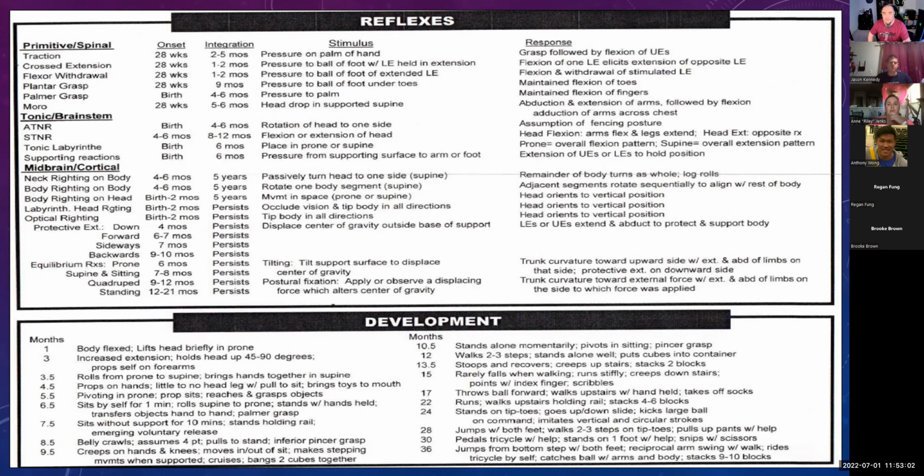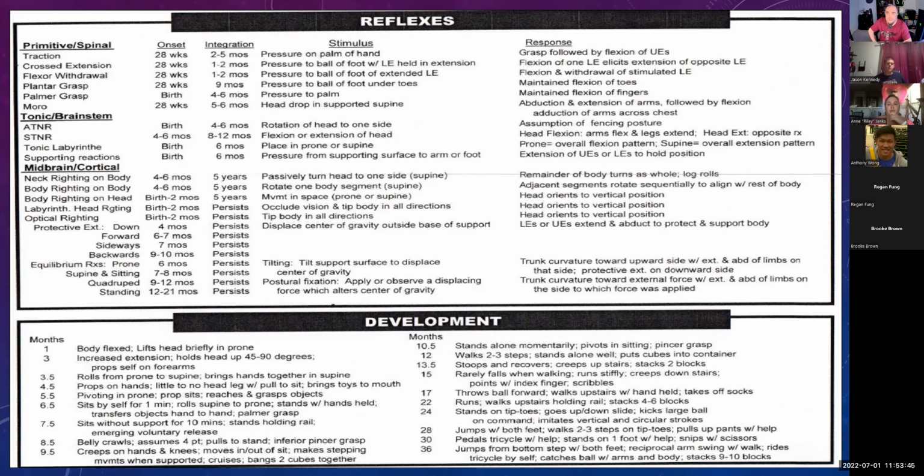So the one thing I remember is, between ATNR and STNR, alphabetically, ATNR comes before STNR. So that means ATNR integrates first and then STNR integrates. So ATNR is by 6 months. And then I go, okay, well, what's double that? 12. So I remember that ATNR is 6 months, STNR is 12 months that they have to integrate by. Right? ATNR is this one, otherwise known as the fencer reflex. And then STNR has to do with the actual flexion and extension of the head, right? They kind of keep everything tonic with it.